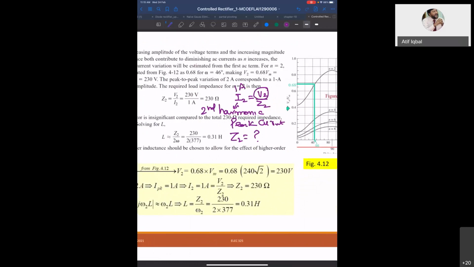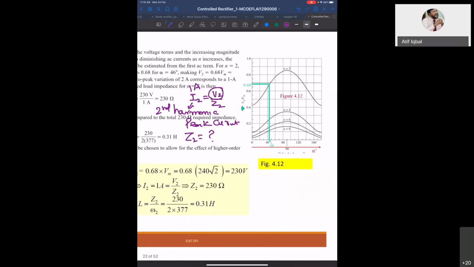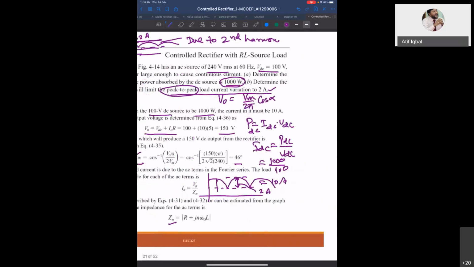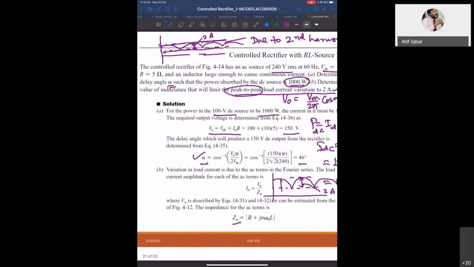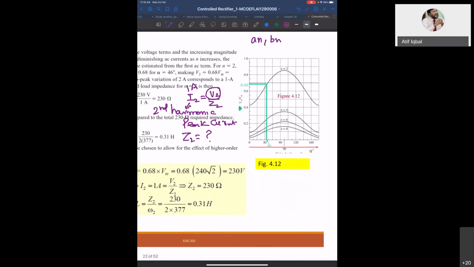But also we need to know what is V2. So second harmonic voltage we can get from the graph or from the equation, the equation for AN and BN. Either you use analytical or you use graph. So we can use the graph. The angle is 46 degree. So corresponding to 46 degree, the harmonic voltage is 0.68. Vn upon Vm is 0.68.